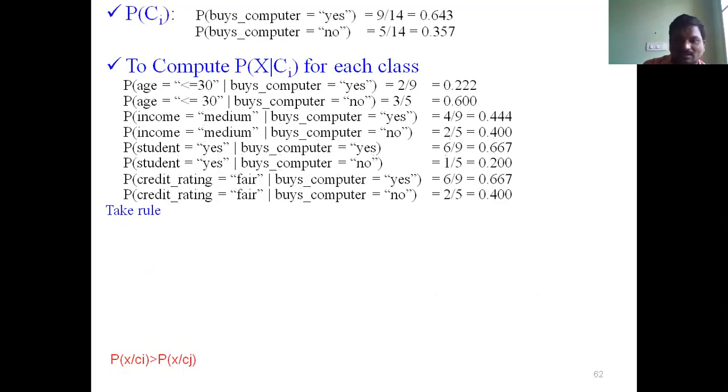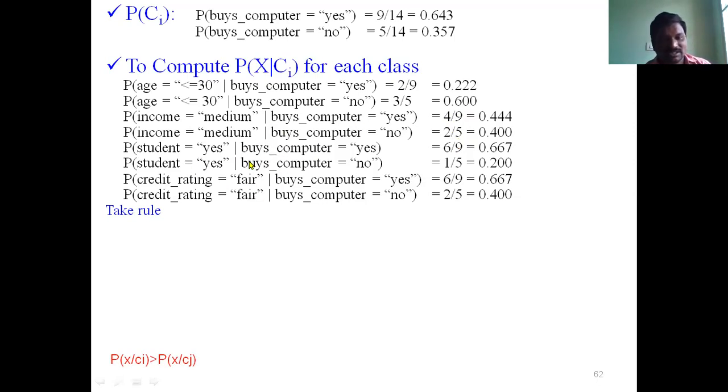Among the 4, 4 numbers are yes, 2 numbers are no. Here for the income, 4 numbers are yes. Here the total income value is 9, 9 divided by 9. In this way, 2 divided by 5. In this way we will identify for the student.